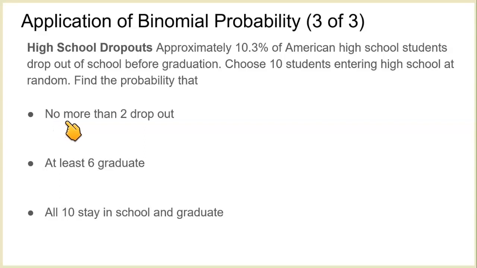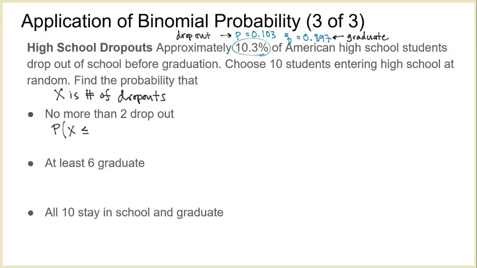Now we want to determine, well, that's our p-value. That's the probability of success, 0.103, and the probability of a failure is 0.897, right? So that would be graduated, whereas the other one is dropout. Since we want to find the probability that no more than 2 drop out, we could say X is the number of dropouts, and no more than 2 means 2 or less. So what we would like to determine is the probability that none dropped out, that 1 dropped out, and that 2 dropped out.